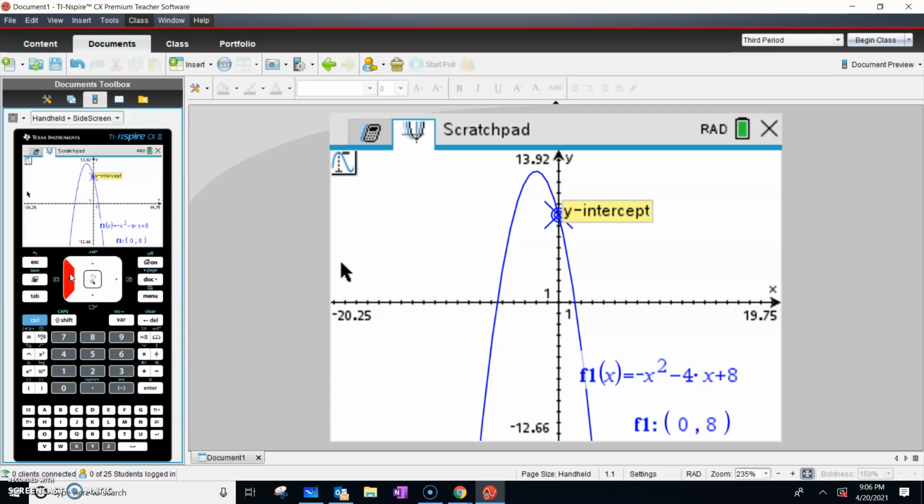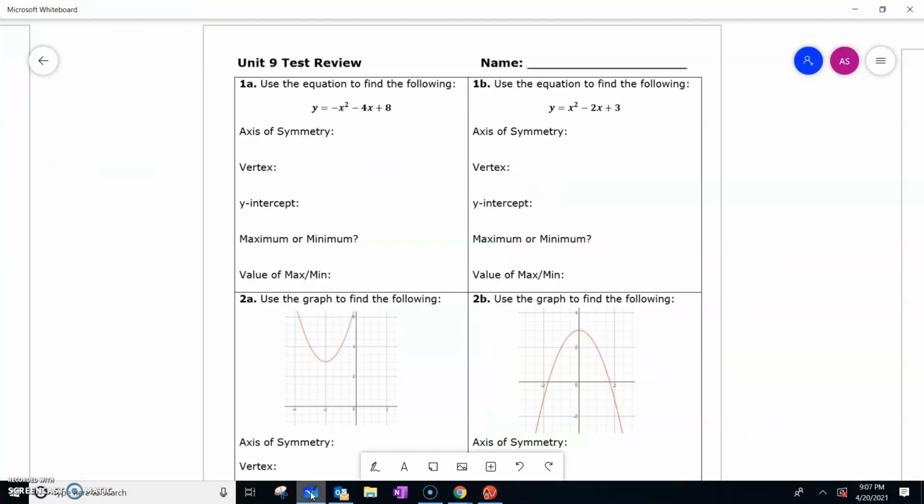It tells me my y-intercept, it tells me my vertex, and it even tells me whether my vertex is a minimum or maximum value. For this particular problem, it says max. It also tells us other things on the calculator, our zeros, our solutions, and all that. However, let's just stick with what they asked me.